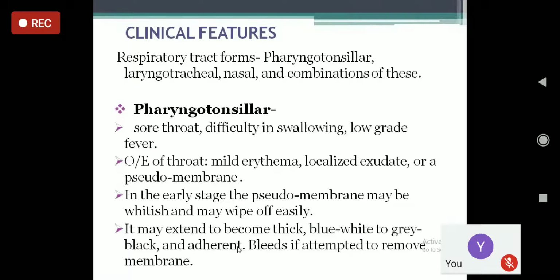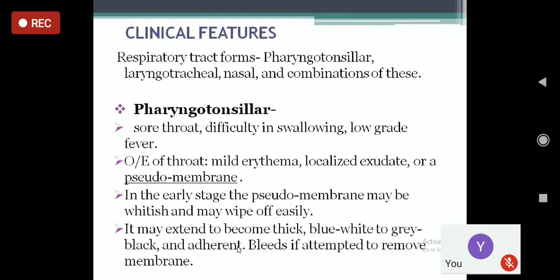Okay, so in respiratory tract forms, if the bacteria has entered through the respiratory pathway, then the children might present with one of these forms. These are different types, different forms of diphtheria: tonsillar diphtheria, laryngotracheal diphtheria, nasal diphtheria, or it could be a combination of these, laryngotonsillar or laryngotracheal, both, or laryngotonsillar plus nasal. It could be like that.